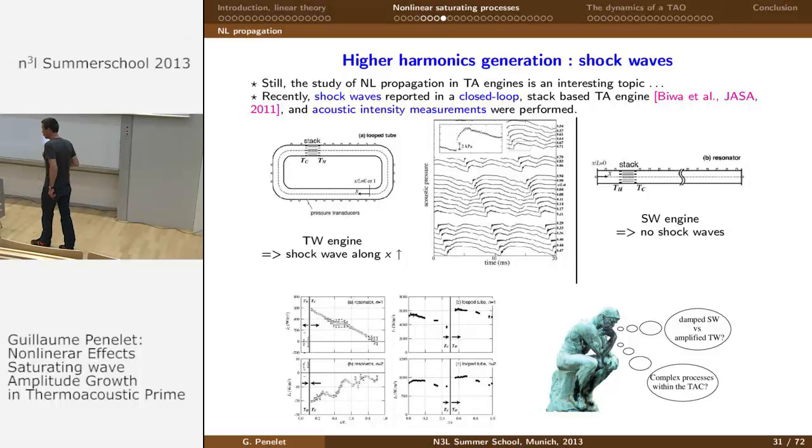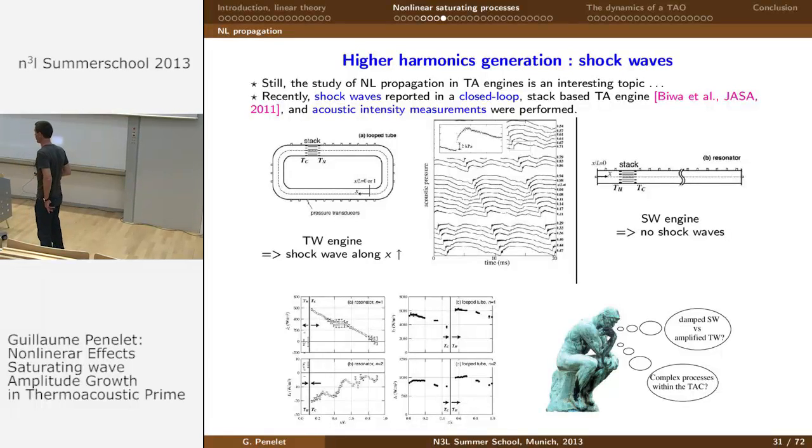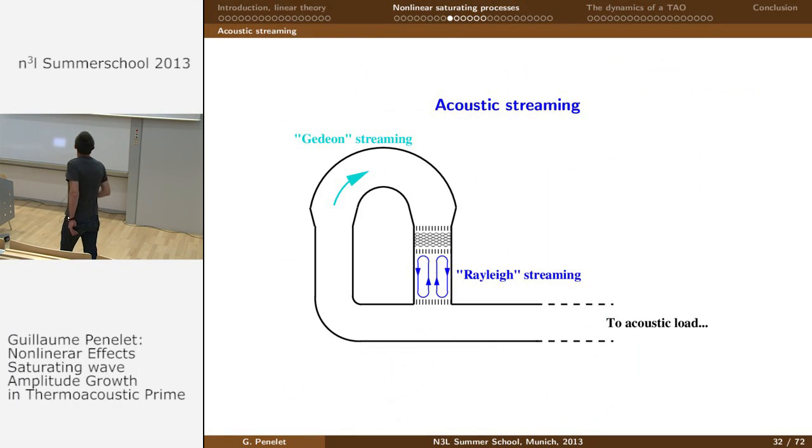So it will be interesting to try to reproduce these experimental results using an adequate modeling of the phenomena. Okay. So now we'll discuss another mechanism which is called acoustic streaming. Acoustic streaming refers to the generation of a steady flow due to some viscous effects in the boundary layer. So this steady flow is generated by the acoustic motion. This is called acoustic streaming.